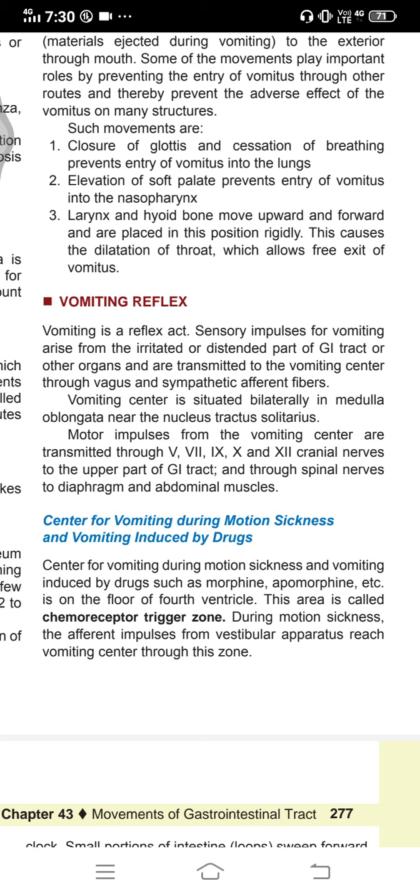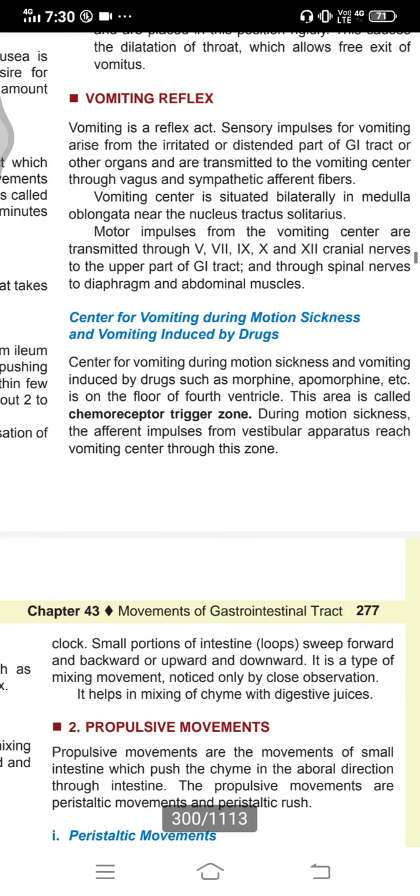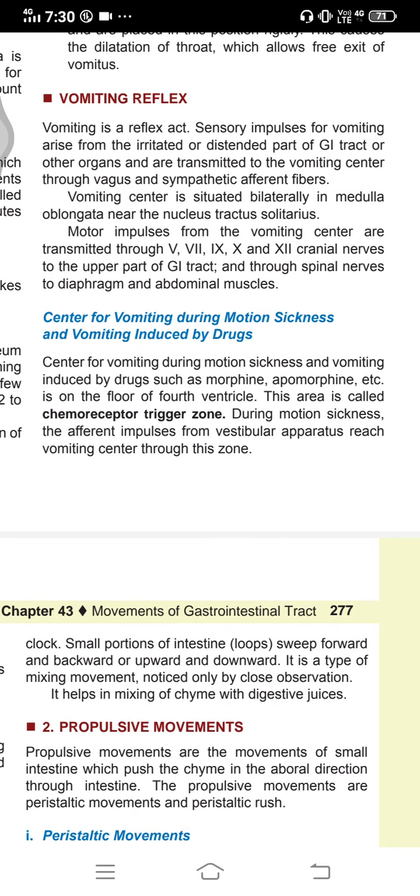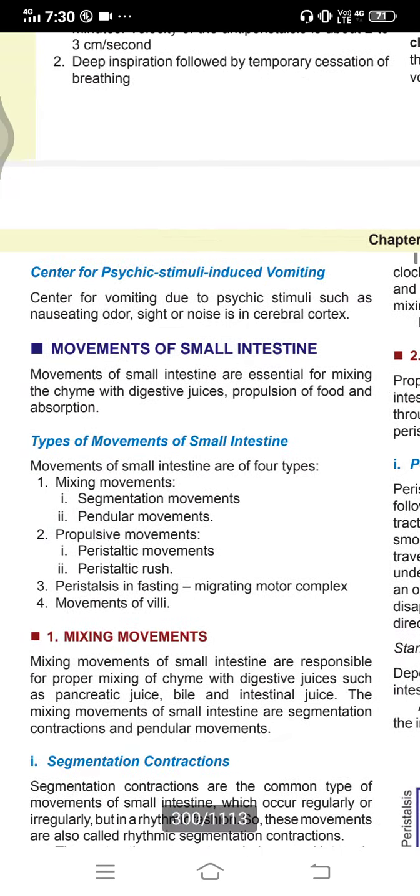Center for vomiting during motion sickness or vomiting induced by drugs. They are different, so let's talk about that. The center for vomiting during motion sickness and vomiting induced by drugs such as morphine, apomorphine, etc. is on the floor of the fourth ventricle. This area is called the chemoreceptor trigger zone. During motion sickness, the afferent impulses from the vestibular apparatus reach the vomiting center through the zone.